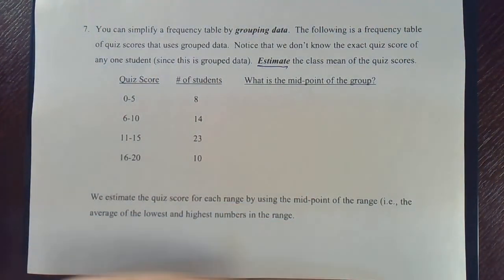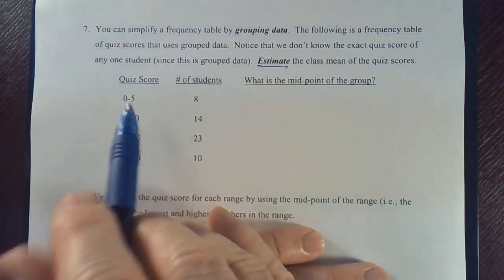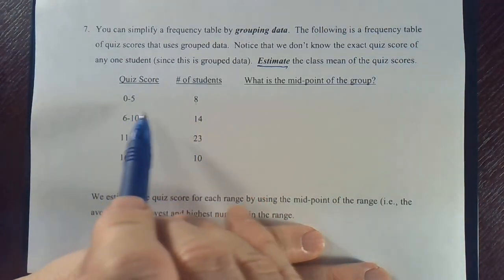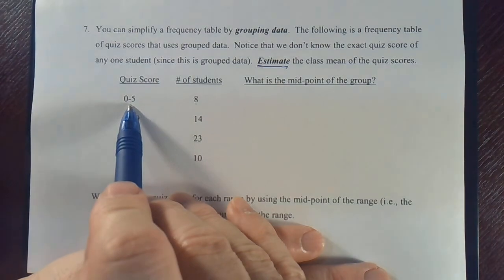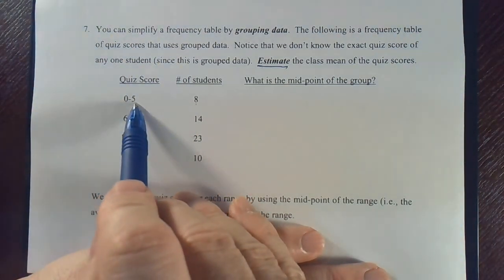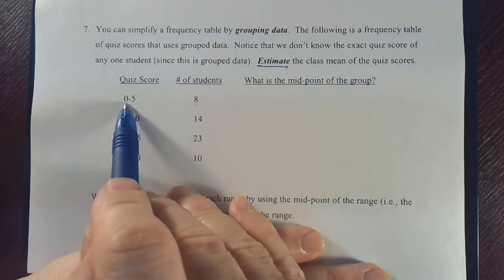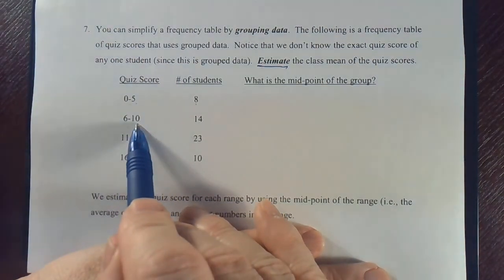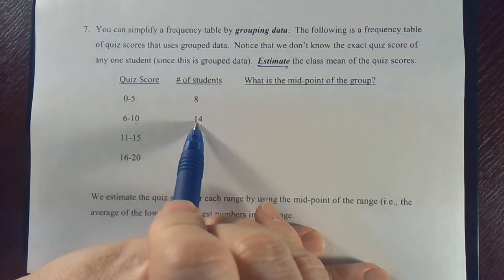The first thing we do is, let's make sure we understand the table. The quiz score between 0 and 5, 8 students got between 0 and 5. So do we know exactly what the scores were? Absolutely not. It could have been 8 zeros. It could have been 8 fives, or more likely it's going to be a sample of numbers between 0 and 5. Between 6 and 10, with a lowest score of 6, a highest score of 10, 14 students.